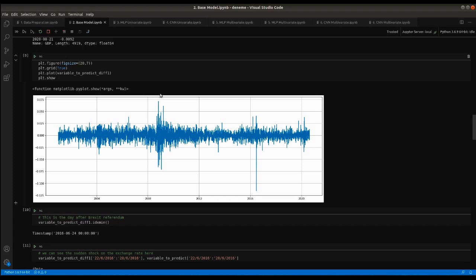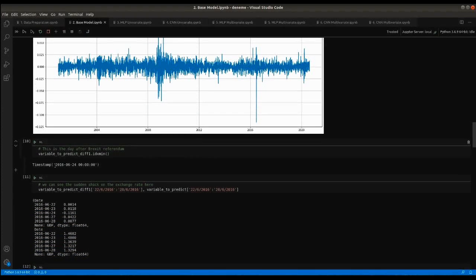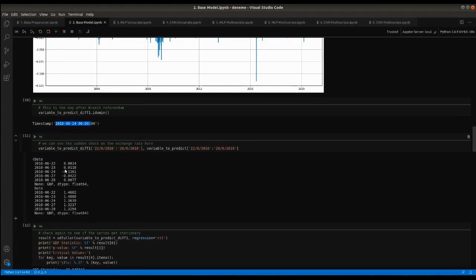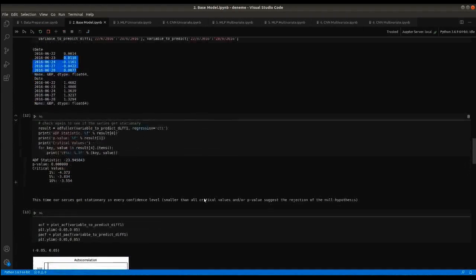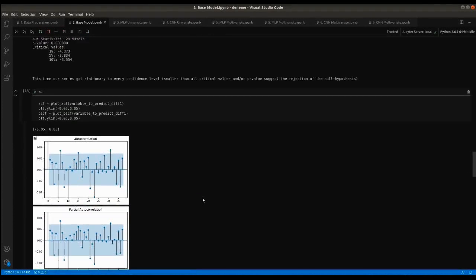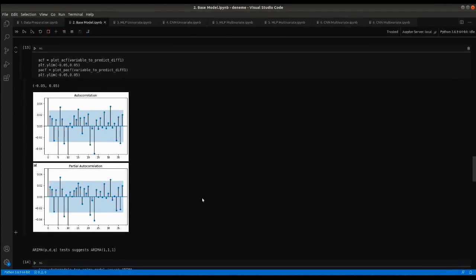The first one is around 2008, which is the time of the subprime mortgage financial crisis, and the second one is on 24 June 2016, which is the day after the Brexit referendum. It is quite understandable why these periods are so volatile. The second, AR, referring to autoregressive, and third, MA, referring to moving average, can be examined together.